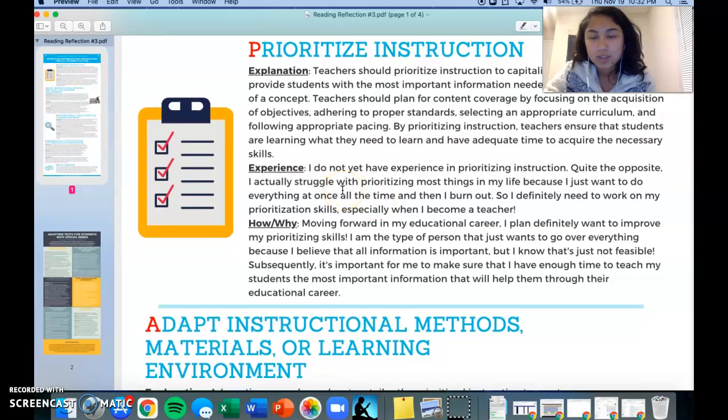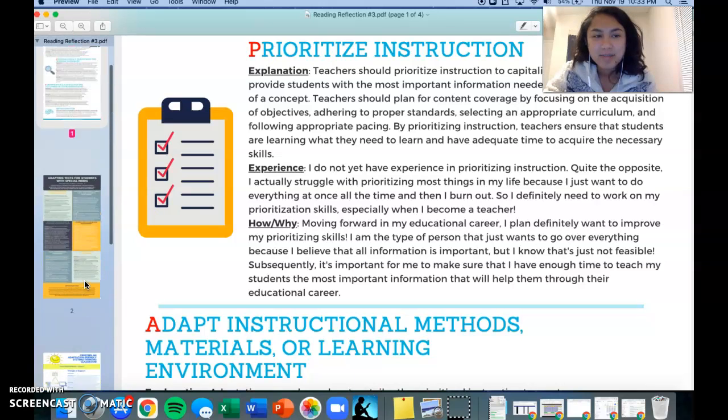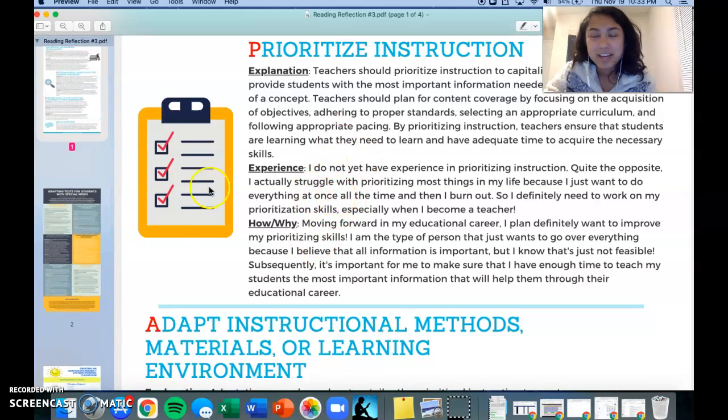I myself struggle to do this in many facets of my life, as you can probably see by my crazy infographics. And so this is definitely something I need to work on as an educator.